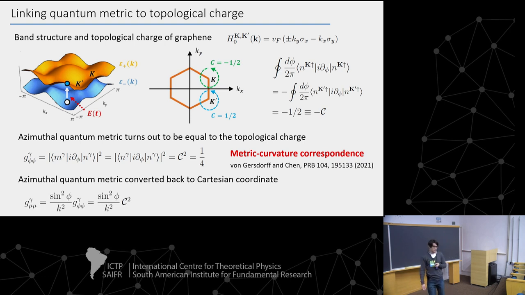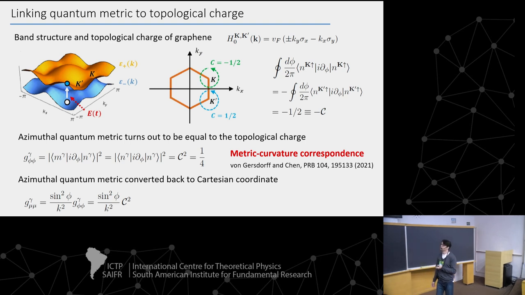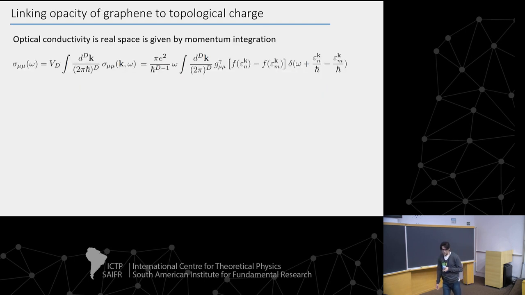But to use this in our formula for optical conductivity, we have to make a transformation from the azimuthal quantum metric to Cartesian coordinates. We can just do some linear algebra, and we'll see that it goes like this. Okay, now we can make the connection. So we have the optical conductivity, in which the quantum metric is right here.